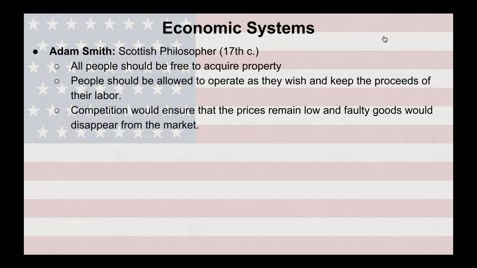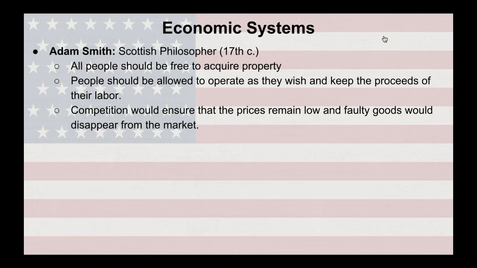Smith suggested that competition would ensure that prices remain low and faulty goods would disappear from the market. And so there wouldn't necessarily need to be much government intervention, because the markets would essentially regulate themselves. Prices would remain low because of competition. If I could sell a good at a lower cost than the other person can sell the good, people are naturally going to come to me, which will require that other person to lower their price. And so you have this competition that will occur.